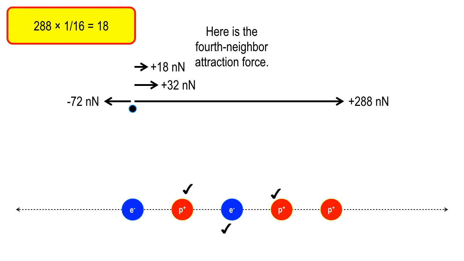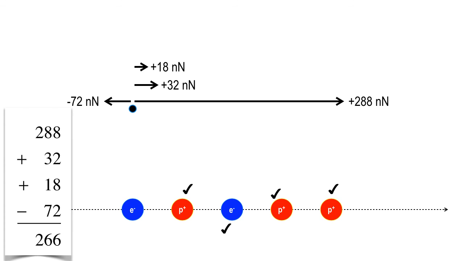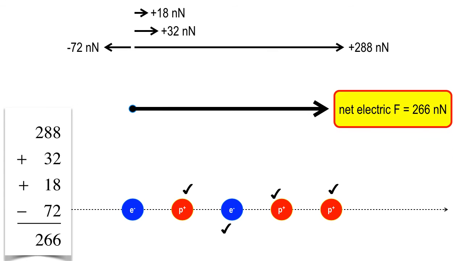So here's the fourth neighbor attraction force. And we've got them all squared away now. And you could just add them up. 288 plus 32 plus 18 minus 72. And that adds up to 266. All right? And so your net force, it's not as long as the nearest neighbor force, but it is in the same direction. It's 266 newtons.